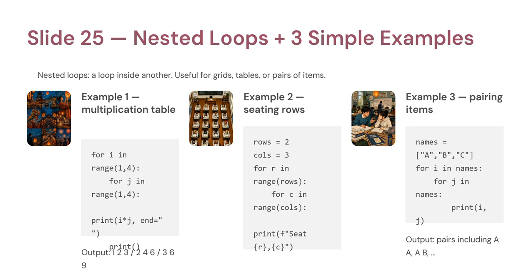Important warning, nested loops are powerful, but they can become slow if used incorrectly. For example, one loop with 1,000 items is okay, but a loop inside another loop with 1,000 items means 1,000 into 1,000 operations. That's 1 million operations. So, professional programmers use nested loops carefully.